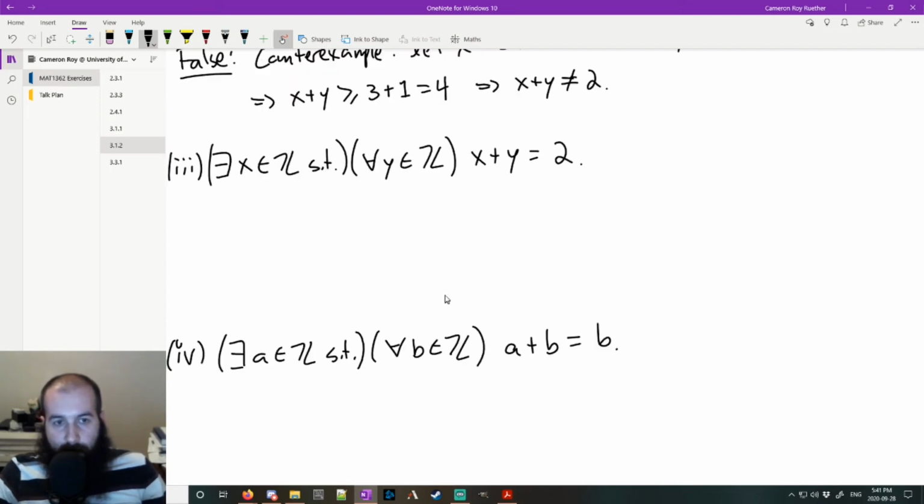Statement 3 is similar to statement 1, but the order of the quantifiers has been swapped. Now the existence starts first, and the for all comes later. And that swapping makes this false.